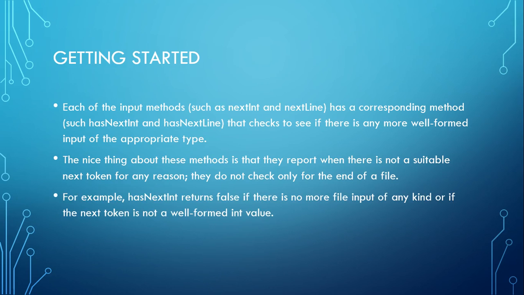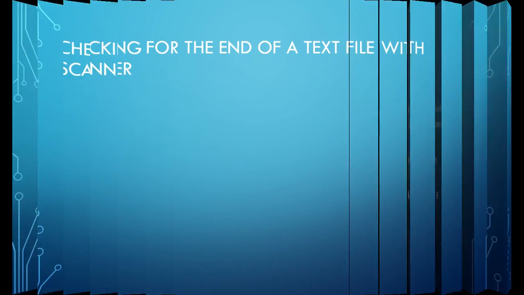For example, hasNextInt returns false if there is no more file input of any kind, or if the next token is not a well-formed int value. It returns true if a well-formed int is the next token.